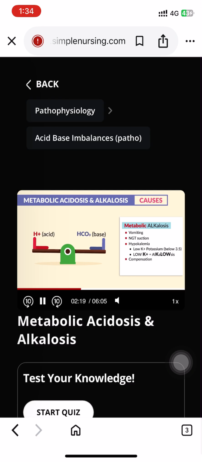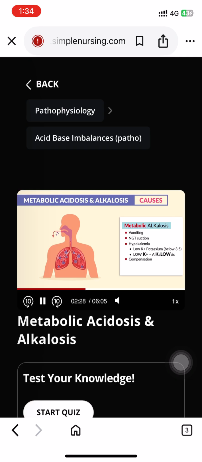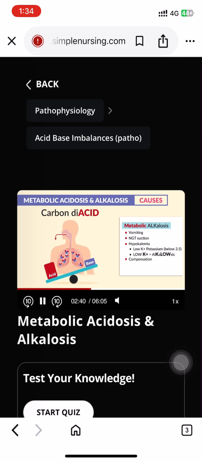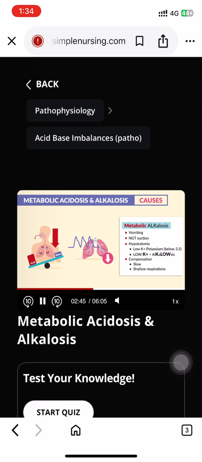This is compensation. So the body compensates for both alkalosis and acidosis mainly through the lungs. The lungs change the alkalinity of the body by allowing more or less carbon dioxide to escape while breathing. So the memory trick again, just think carbon dioxide is carbon diacid, since CO2 pushes the body into this acidotic state. So the body will compensate with slow and shallow respirations to retain more CO2, that carbon dioxide, and get out of this alkalotic base state.